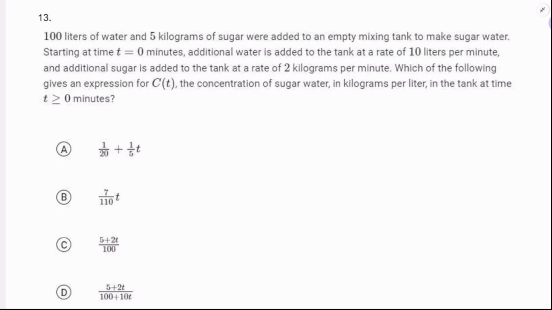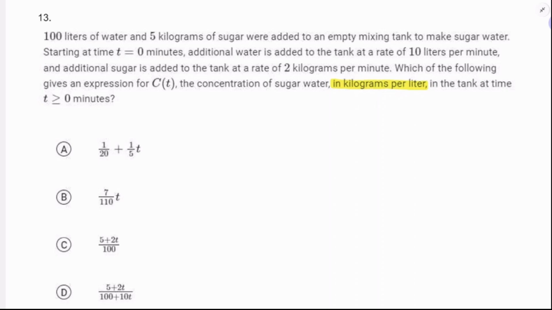Wow, this next one, I wish I had seen this. 100 liters of water and 5 kilograms of sugar were added to an empty mixing tank to make sugar water. All right. Concentration of sugar water in kilograms per liter in the tank at time t minutes. Okay, so we're going to really let the units guide us here. And I will say that I have not seen any problem like this in AP Classroom besides this one. We definitely base the test off of what we can see in AP Classroom, so I don't think you need to worry about this as far as the test goes.